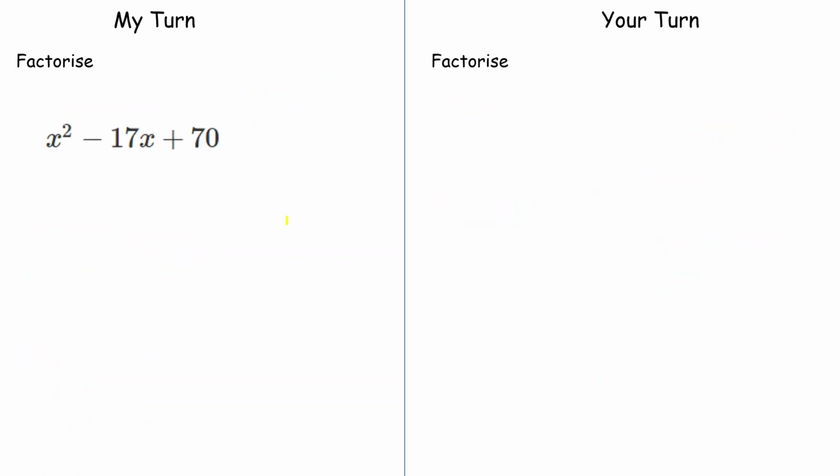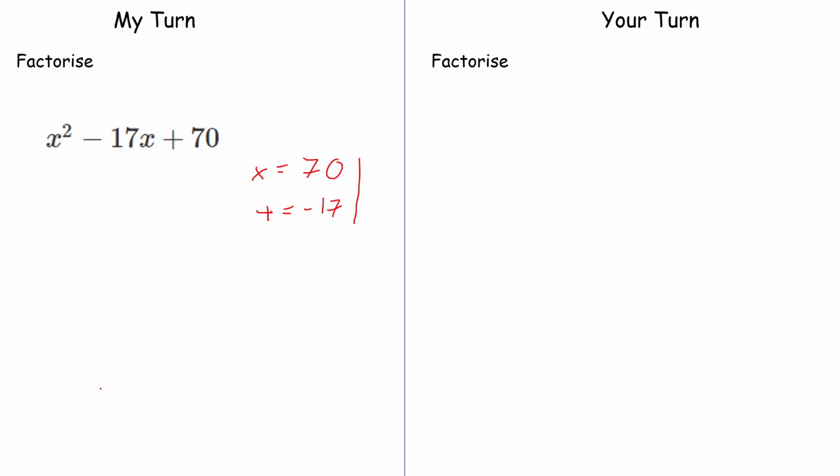Okay, this one, again, it's the same format, but it's different because you've got the negative here this time and the positive over here, but it's the same idea. So let's go through the same process. Numbers that multiply to make your last number, which is positive 70, and that add to make your middle number, which is negative 17, so minus 17.